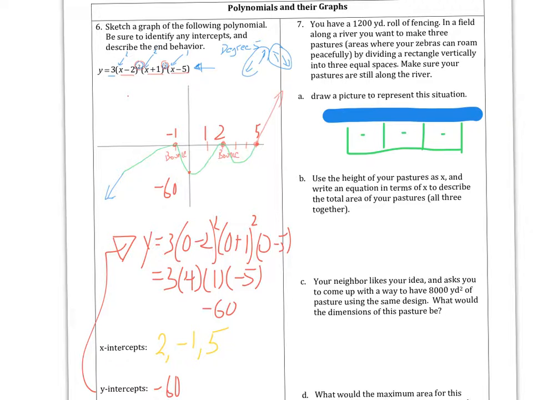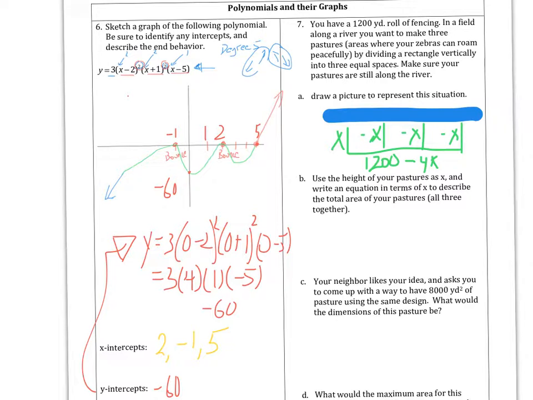Use the height of my pastures as x. So that's x. That one's x. That one's x. That one's x. And we've got to figure out what this length is. If we had 1,200, and now we're subtracting 4x from this, why that would give us the bottom piece.